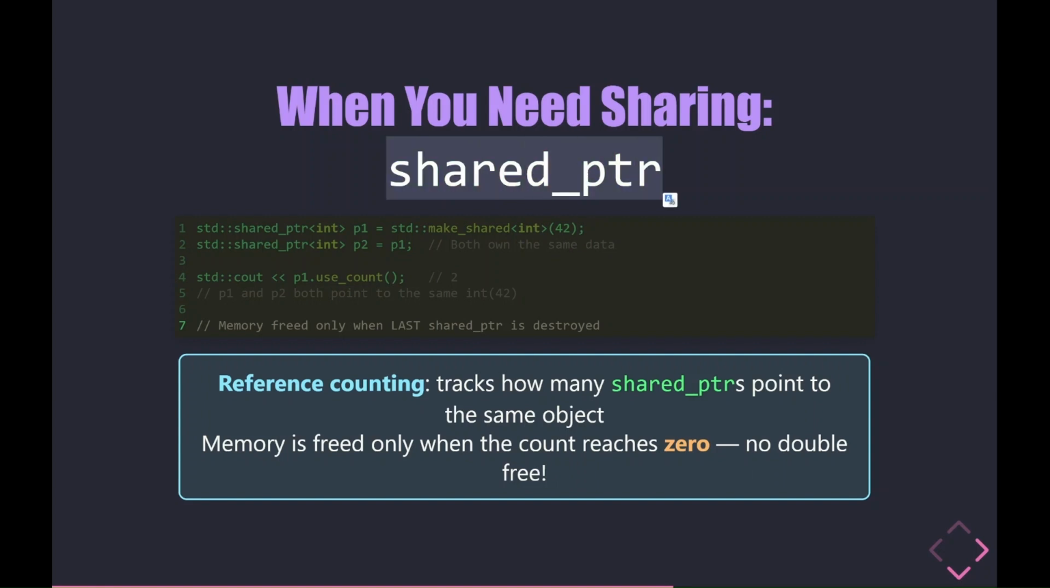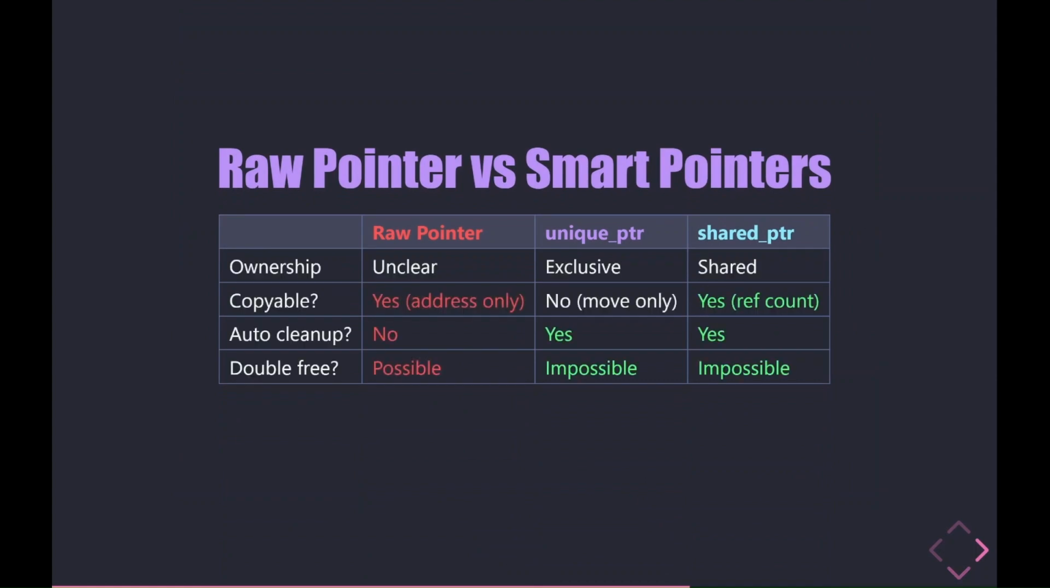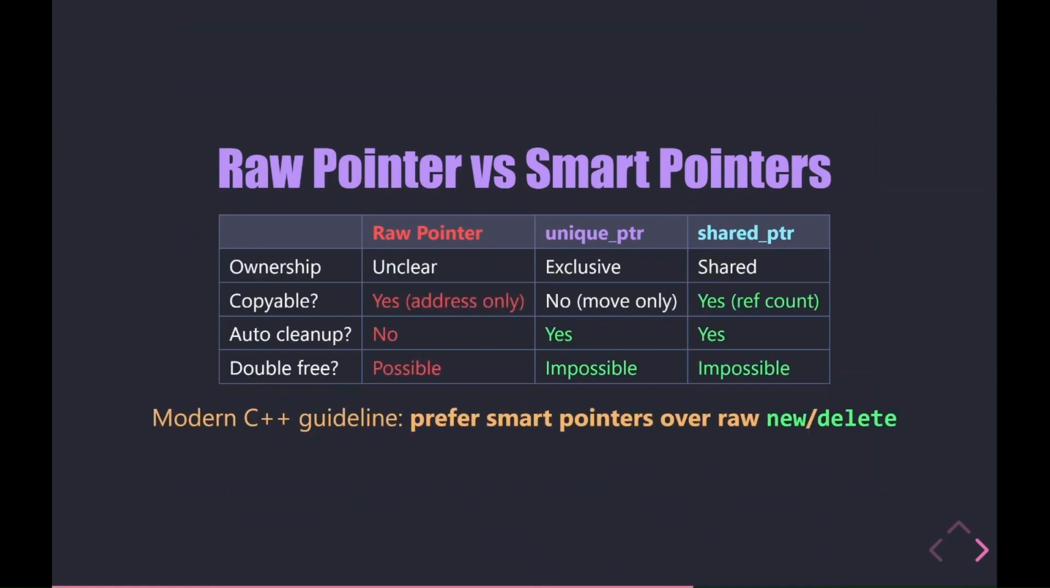For this shared pointer, the data will automatically count how many shared pointers point to the same object, and the memory is freed only when the count reaches 0. So there's no double free. So actually, in modern C++, we prefer smart pointers instead of new and delete.